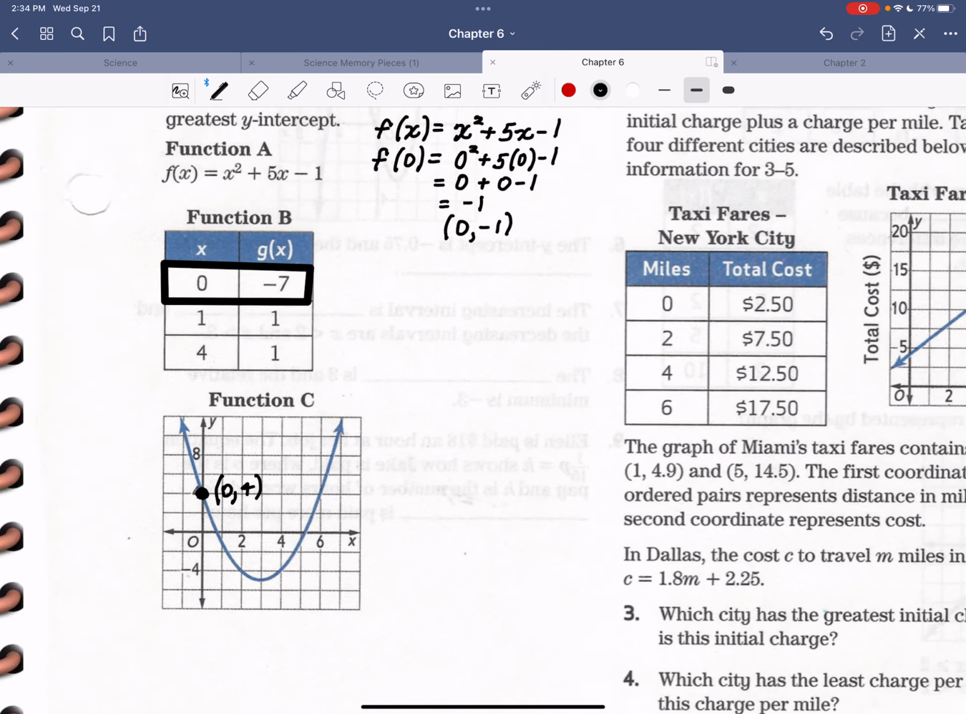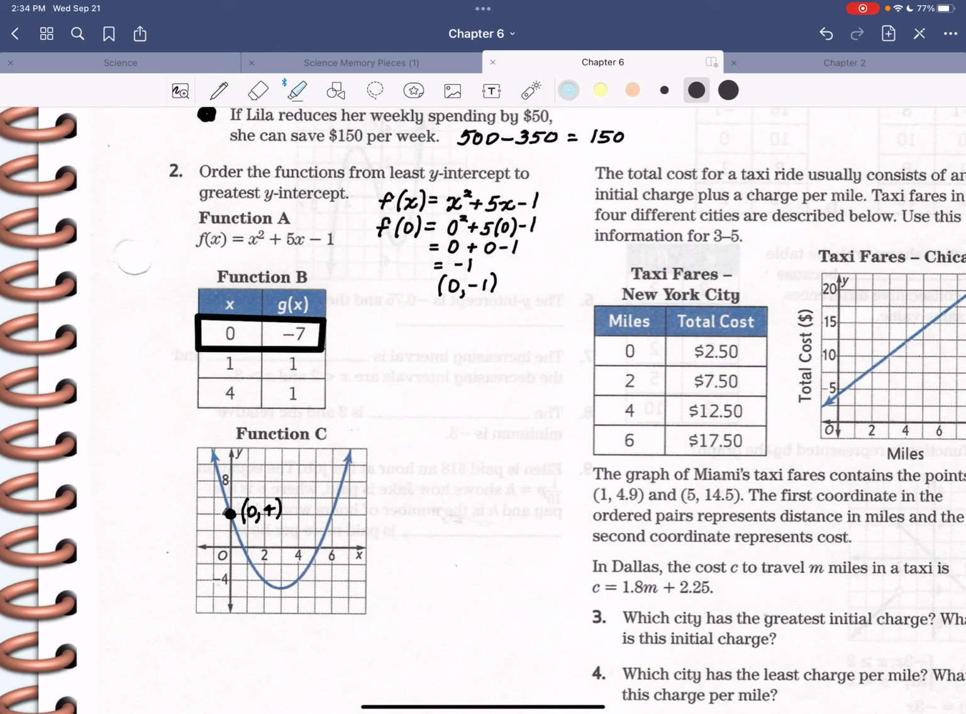So we need to look at the y portion of these points, the y-intercept. There's a -1, a -7, and a +4. So the least of those is -7. The greatest is 4. So that would be B, A, C.